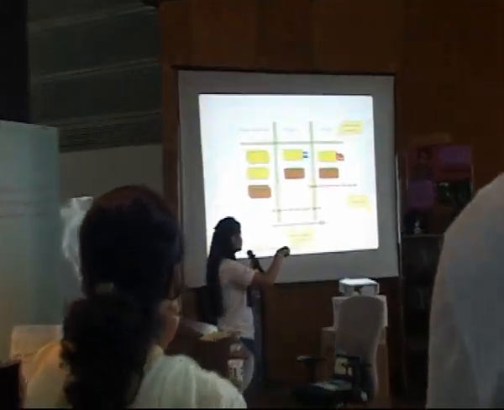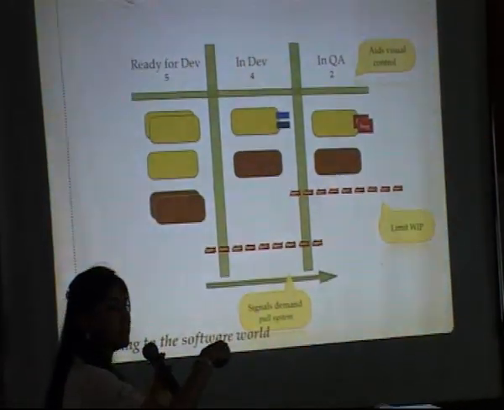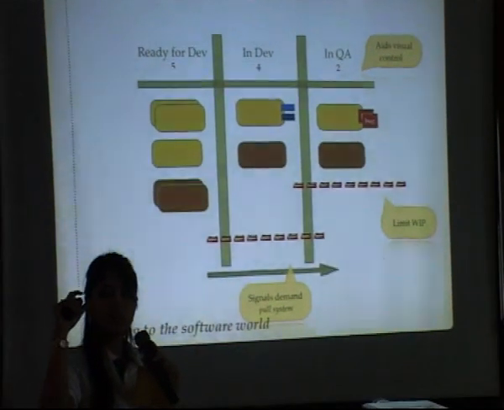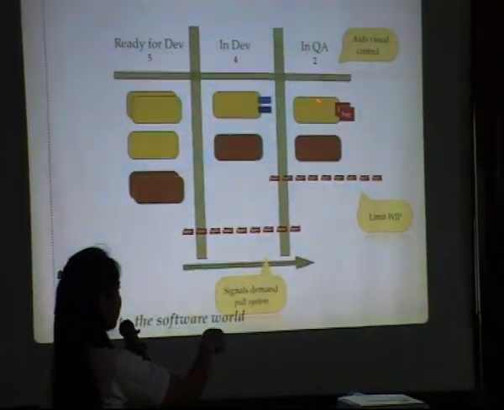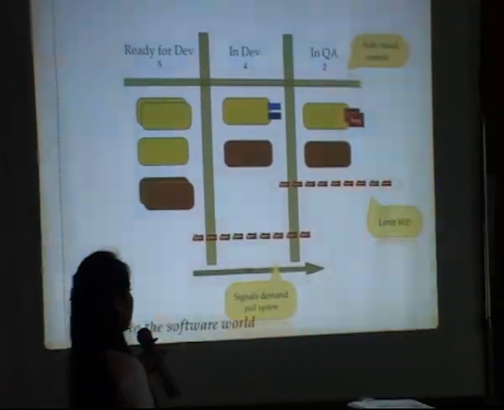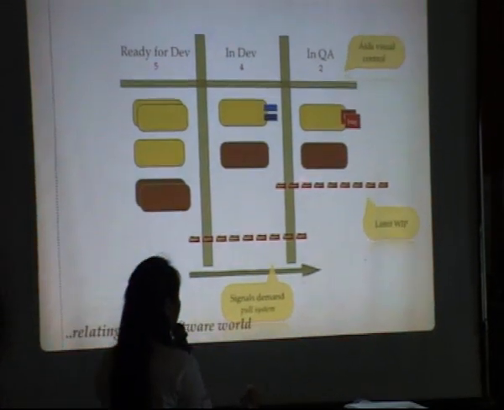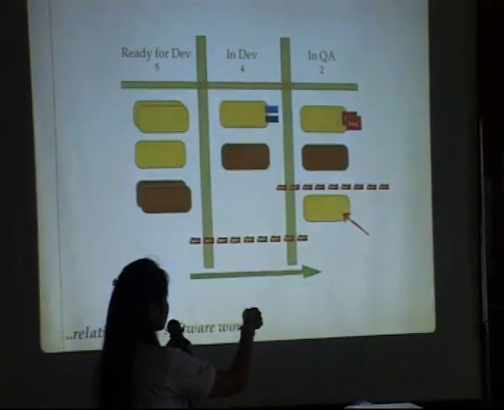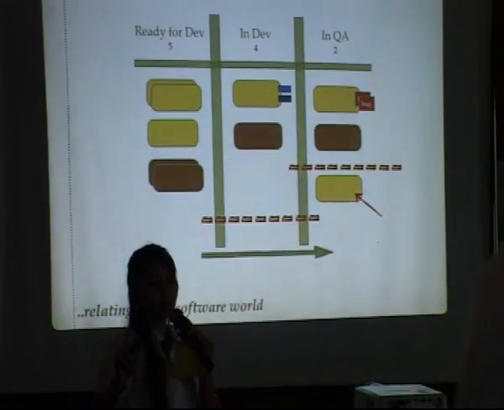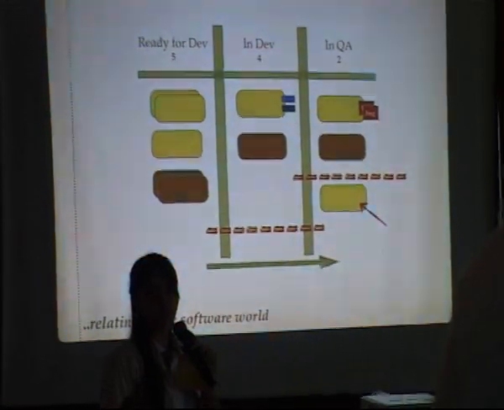This is just putting limits, right? So this is limiting the work in progress. There are many parameters involved in coming up with the number, and it's a lot of analysis, which is probably a whole other discussion. But essentially the point is that you limit it. So say in this particular queue, or in QA, only two story cards can be present at any given point of time.